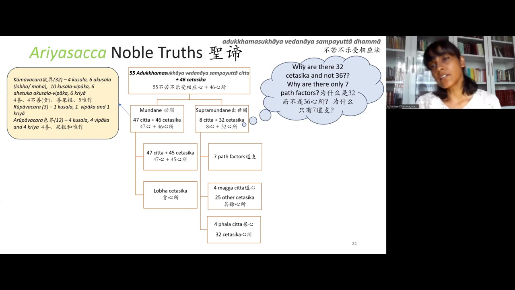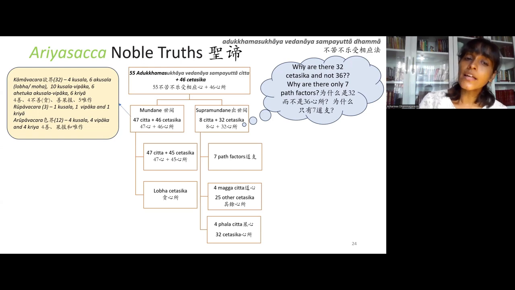Now the question arises, why are there 32 cetasika and not 36? And then under path factors also, I have mentioned only 7 path factors. So we will talk about this in the next couple of slides. But for now, we will see how these ultimate realities are classified under the noble truths.